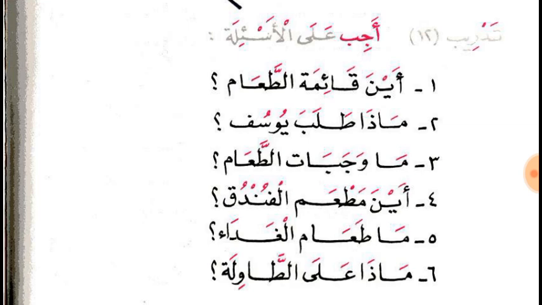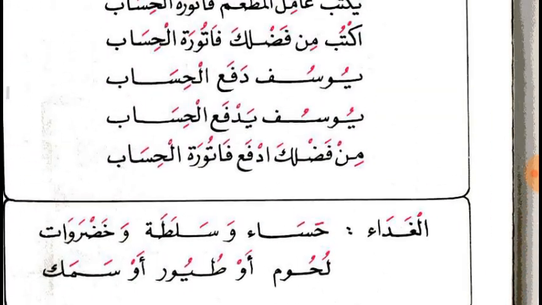Okay. Ma wajabat al-ta'am? What are the meals? Which are the meals? Like ta'am, khubz, murabba, zubd, asir, and juice, and it's lemon juice. Lemon asir. Okay, now Ms. Luma, ask question and Asia will reply to you.